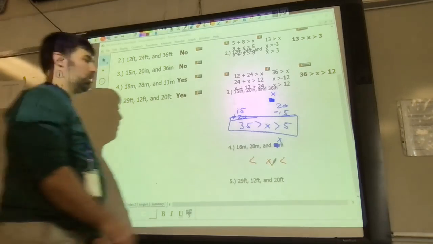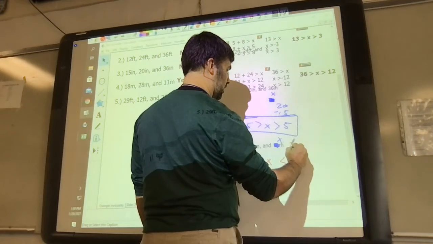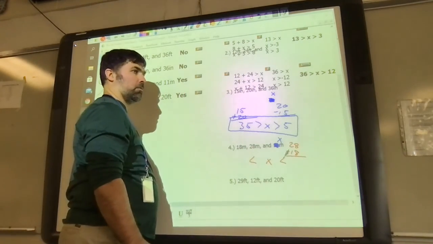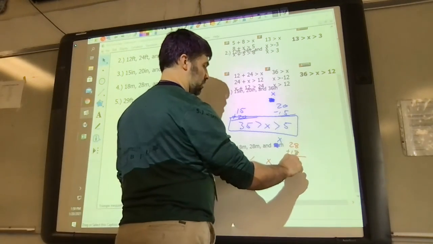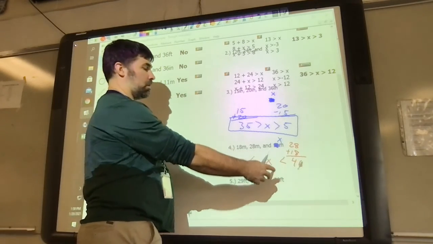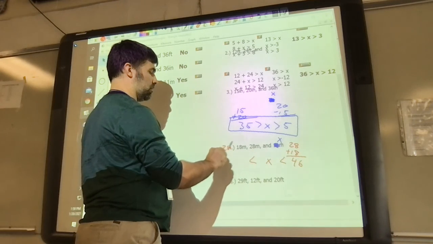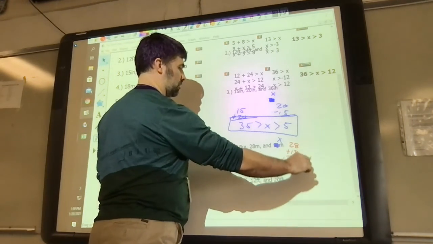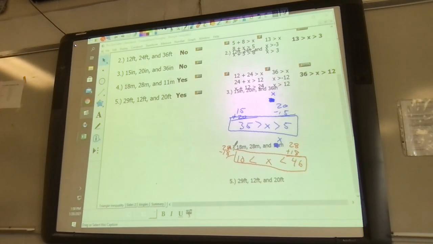There you go. So in this case, 18, 28, and X. So what's 18 plus 28, or 28 plus 18? 46. So it's got to be less than 46, right? We're just switching signs, so we switch sides. And then I subtract them, 28 minus 18, 10. And this is your inequality statement. Quick shortcut. Okay?